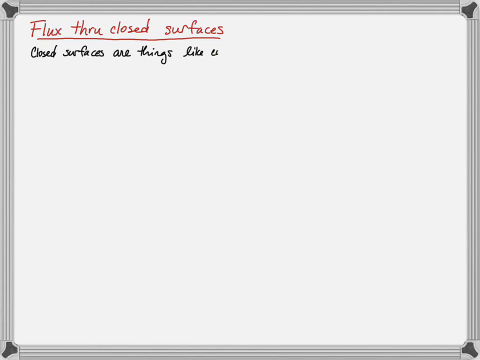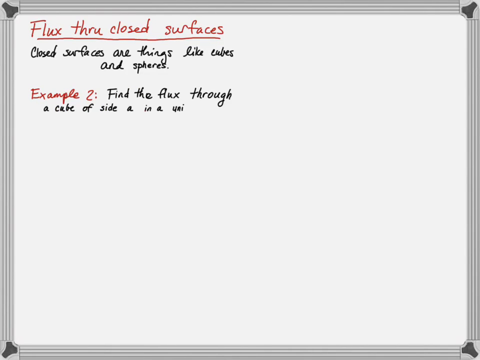Remember that closed surfaces are things like the outer surface of a solid object, or you can think of it as just being a cube or a sphere. Let's start with the case of the cube. Example 2: find the flux through a cube of side A in a uniform electric field, the same electric field we had in the last case, where the E vector is equal to E0 in the positive x direction.